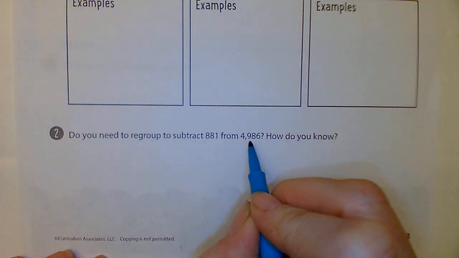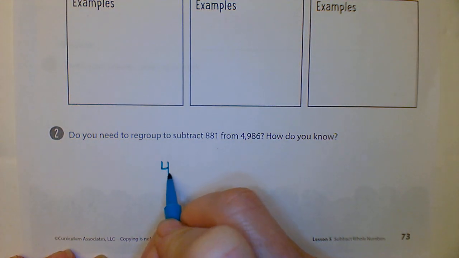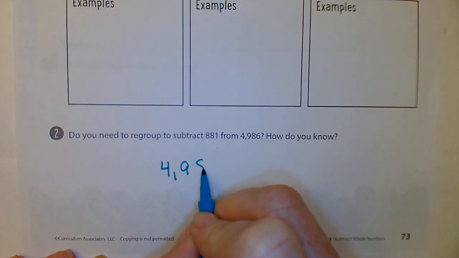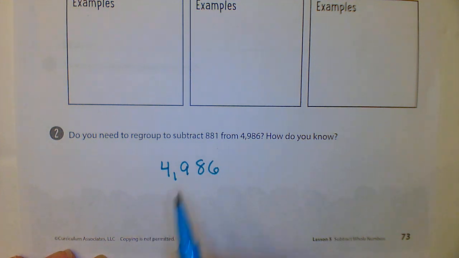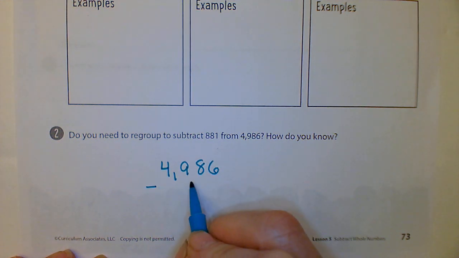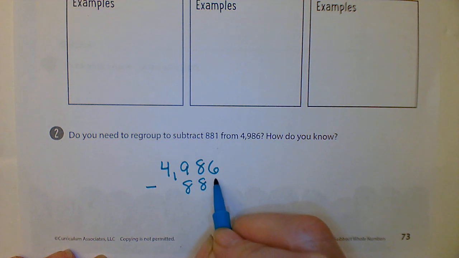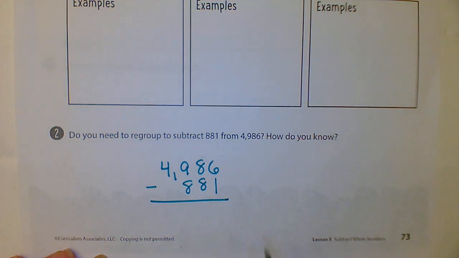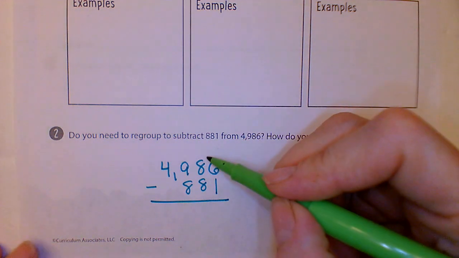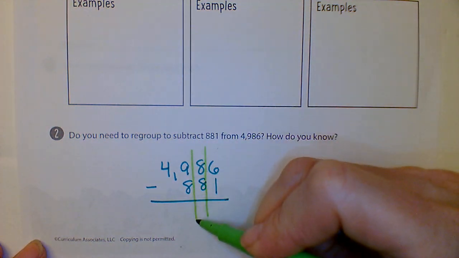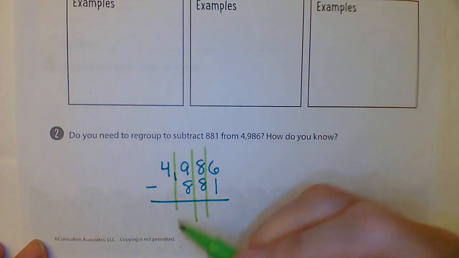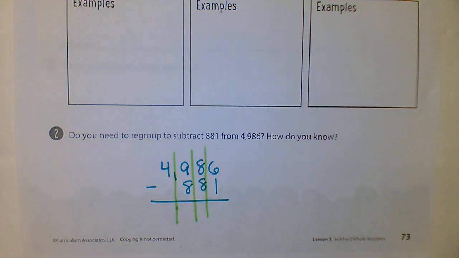So I'm going to start with this number, 4,986, and from that I am going to subtract 881. So remember that I like to make sure that everything stays nice and clear, so we like to put our lines in when we're doing our work. Oop, I need to extend those. Okay, so let's take a look at our ones and see if we have to do any regrouping anywhere.